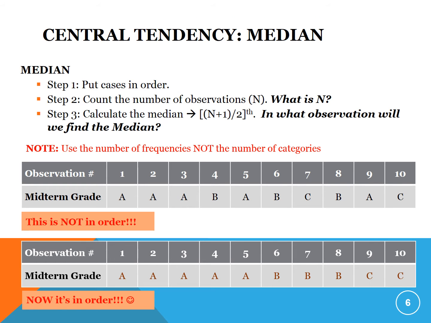So use the frequencies, not the number of categories. Use the number of frequencies, not the number of categories. So literally what I just said is that.